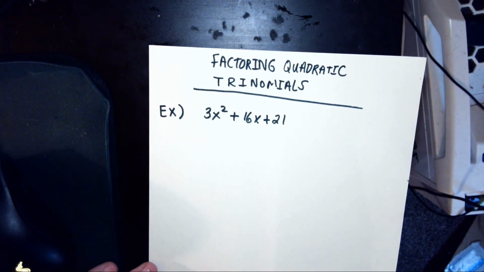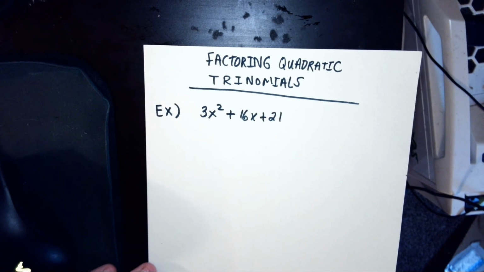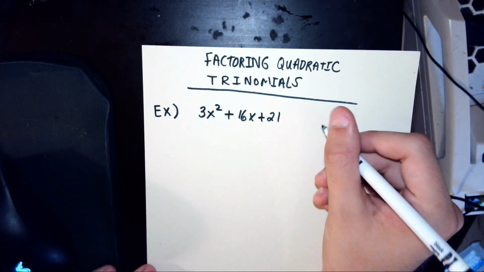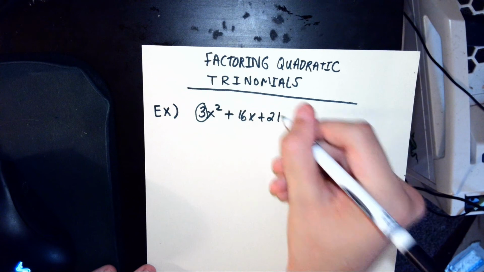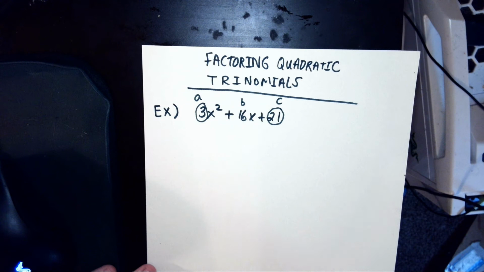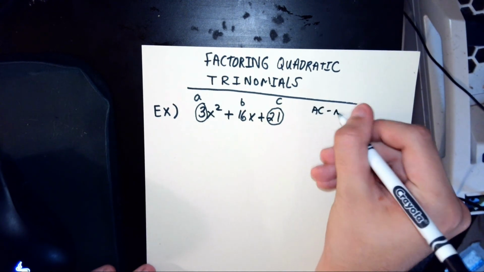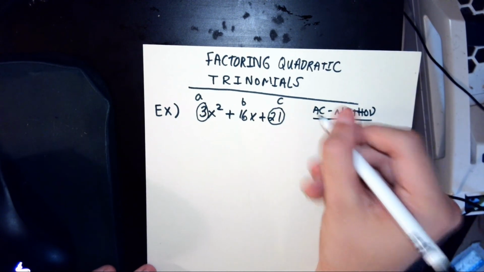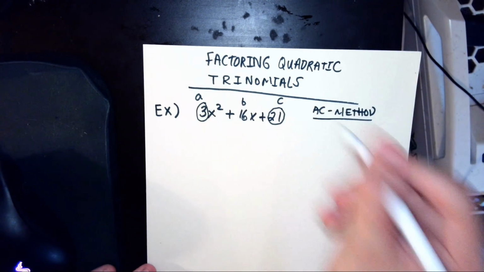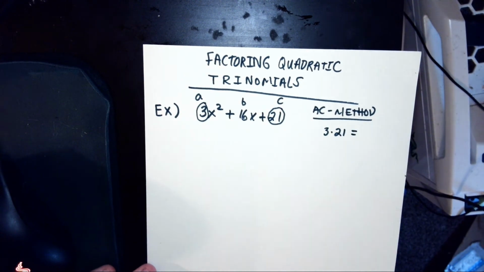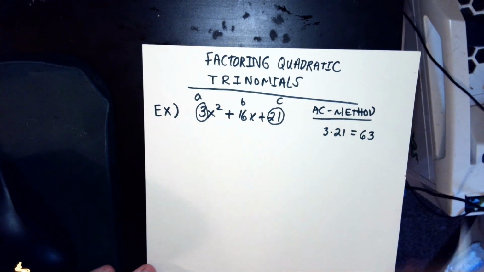Alright, so I came up with an example here. We've got 3x squared plus 16x plus 21, and what we're going to do is start by considering the 3 and the 21. This is the A, B, and C. So this method is actually called the AC method. The name isn't very clever. It's because you take A times C, you compute that first, so we do 3 times 21. When we do that, that gives us 63.